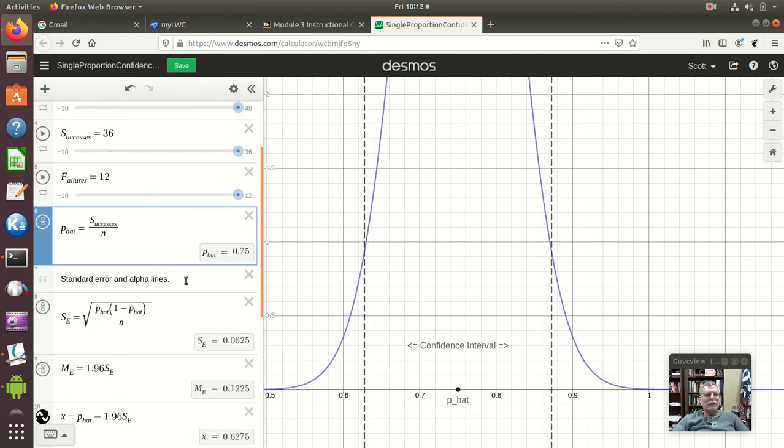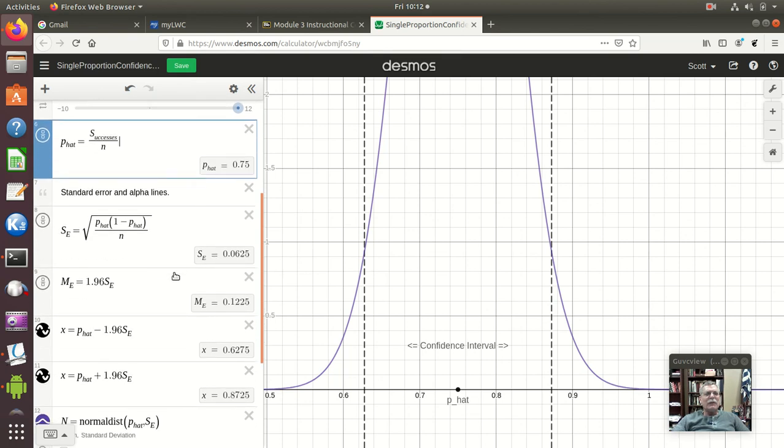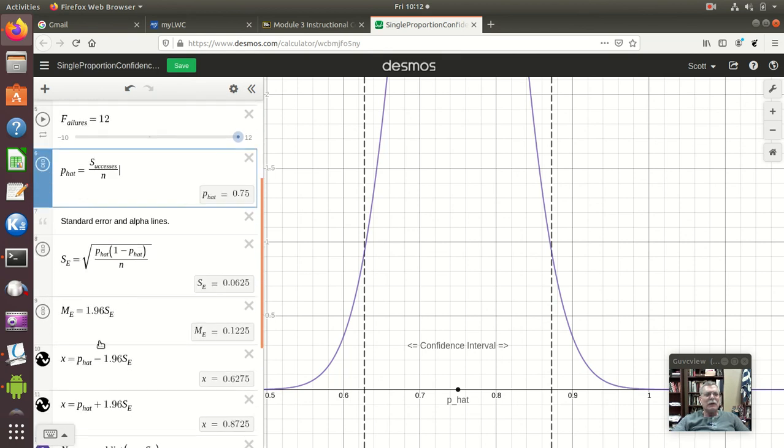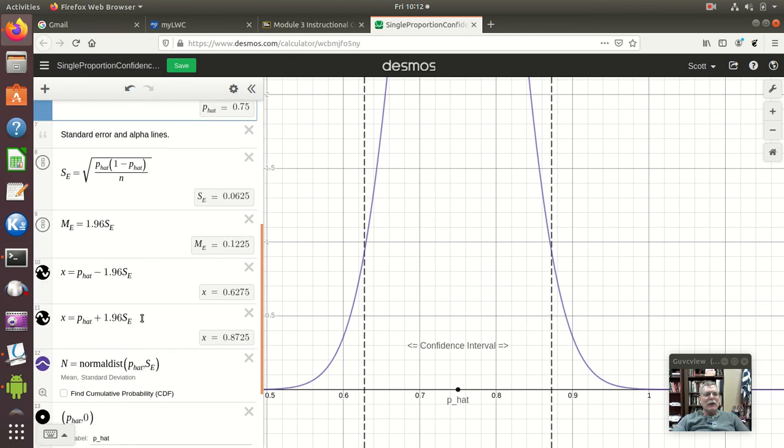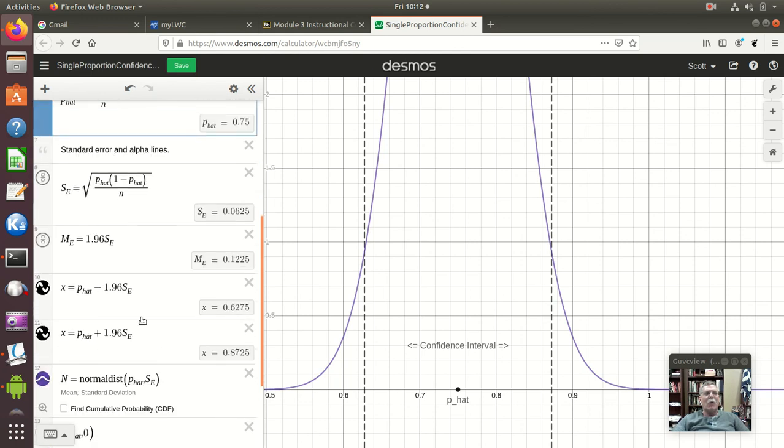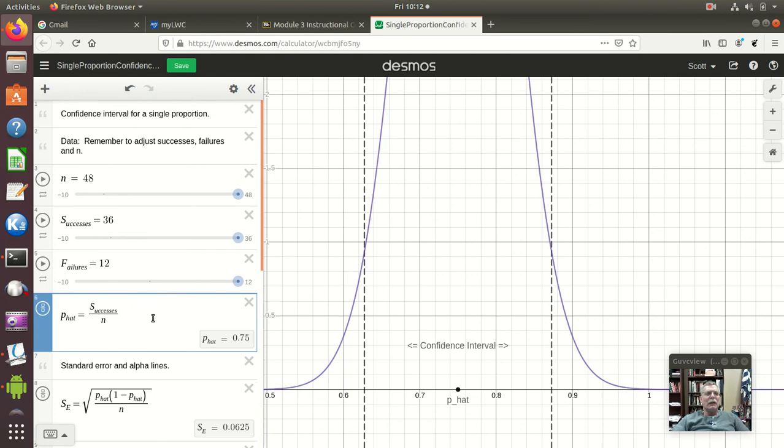And I believe this is because it's got the 1.96 in there. This is set up to only do 95% confidence intervals. Okay, so we will call that good for this video.